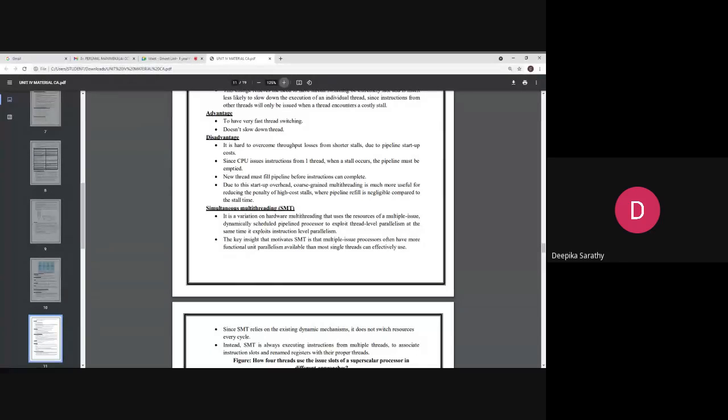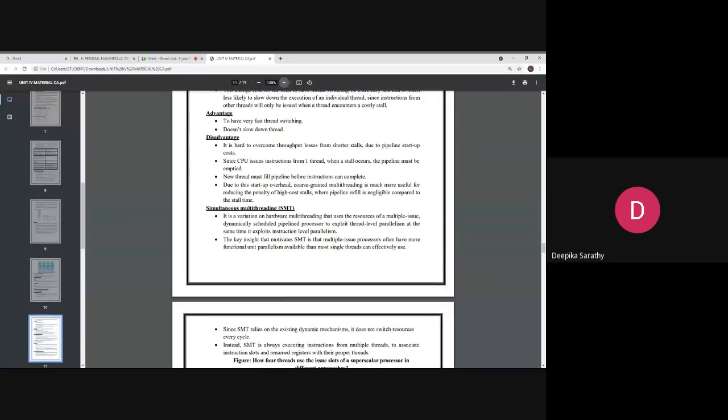Dynamically scheduled pipeline processor to exploit thread level parallelism. Again, I used thread level parallelism. At the same time, it exploits instruction level parallelism. That is, I can process data in each thread, or I can process at instruction level. What is the difference between instruction and thread? Instruction is a set, a complete program. Whatever it is, I'm calling it an instruction.